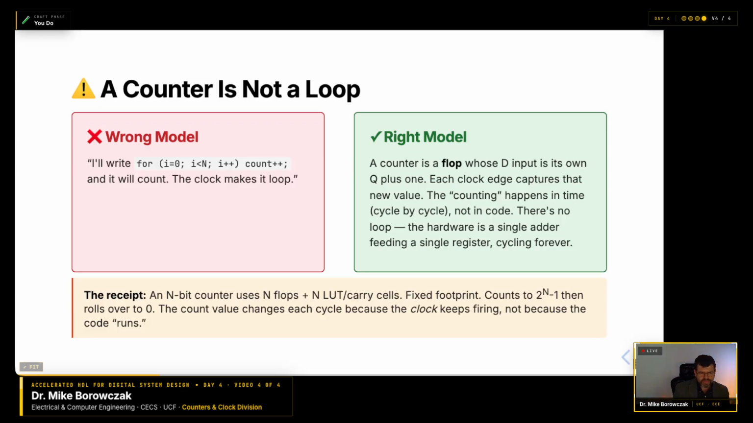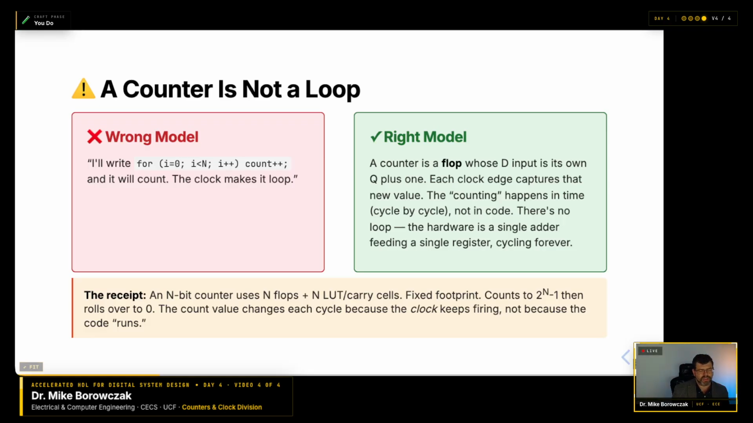The other thing is it counts to 2 to the n minus 1, right? Any n-bit counter will count to 2 to the n minus 1 and then roll over to 0. Since we start at 0, you are basically getting up to 2 to the n minus 1. You actually saw that pattern in our very first video in this series.